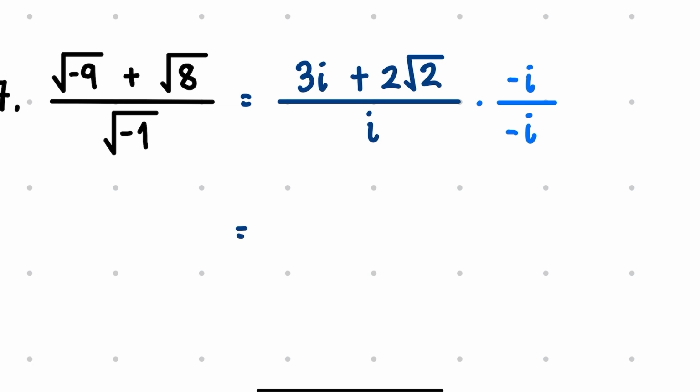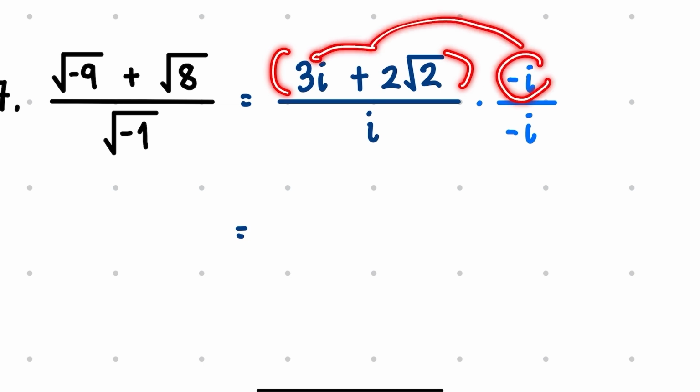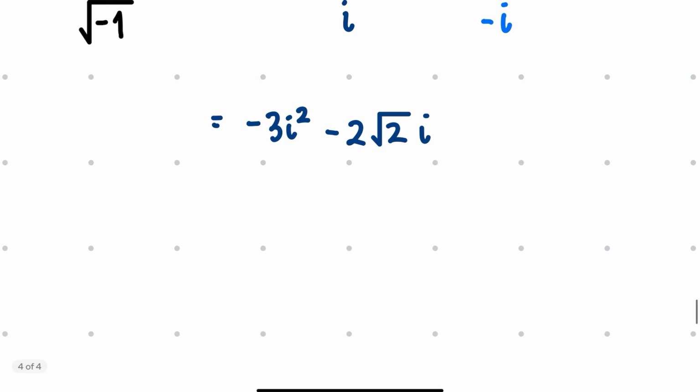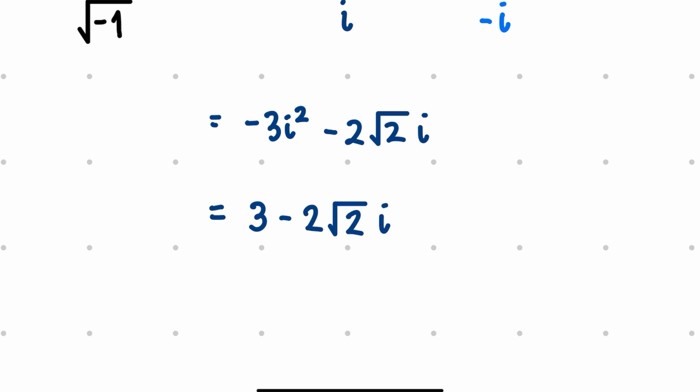So we'll be left with the numerator, and so we'll have here 3i times negative i. So I can here just distribute this one out here and out here. So we'll have negative 3i squared minus 2 square root of 2i. And then just take note that i squared is equal to negative 1. But we have another negative out here. So negative times negative 1 becomes positive, and we'll be left with 3 minus 2 square root of 2i. And that's the answer for this problem.